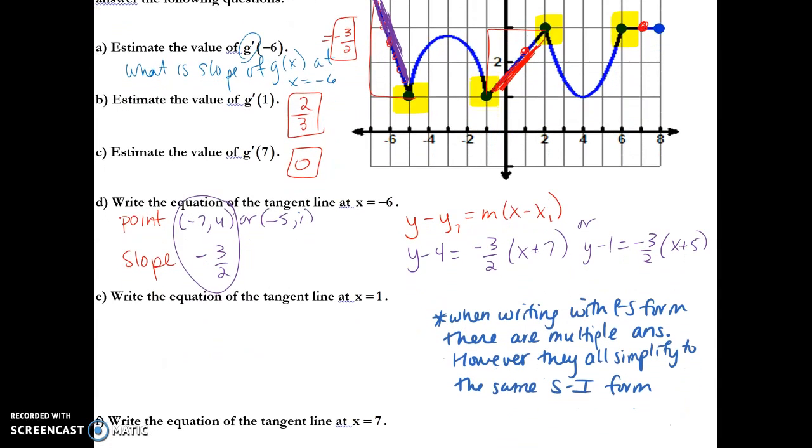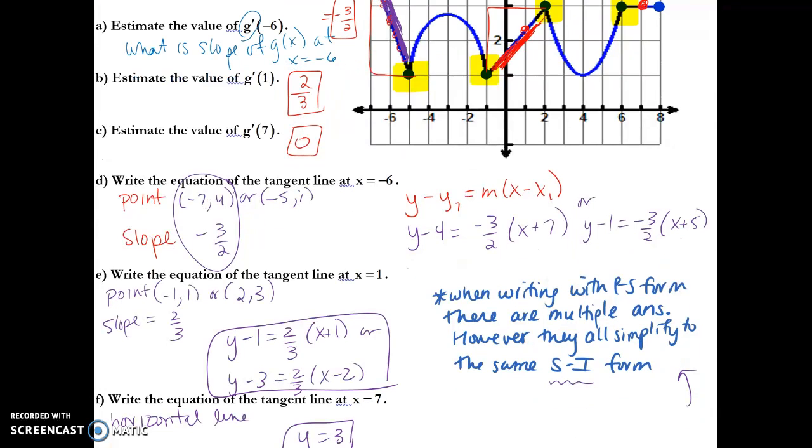Now you might be like, well, hold on, how come I have two answers? Well, when you're working with point-slope form, which is what I wrote right here, there are going to be multiple answers. However, if you were to simplify them and solve for y, then they would all have the same slope-intercept form. That's what this SI stands for. Okay, pause the video and answer parts E and F.